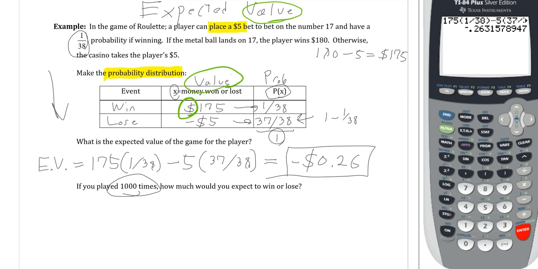That calculation is nothing complicated. I simply need to take my expected value, and if I want to see what would happen if I played 1,000 times, I simply multiply that by 1,000. Negative 26 cents times 1,000 will give you negative $260.